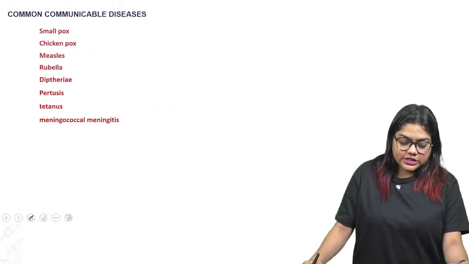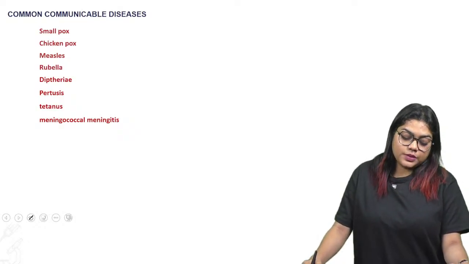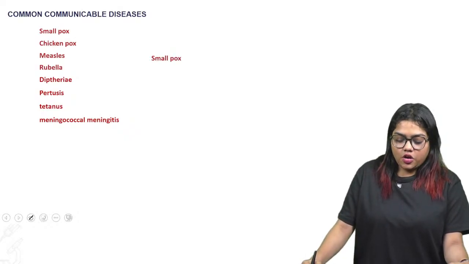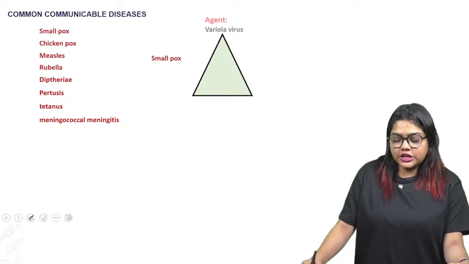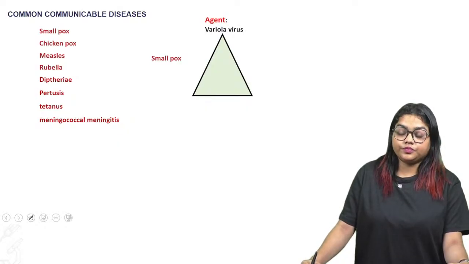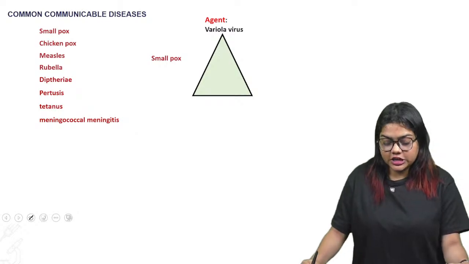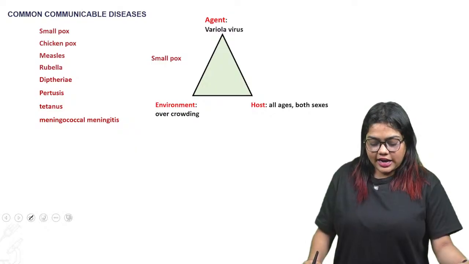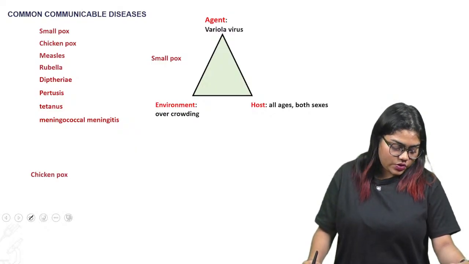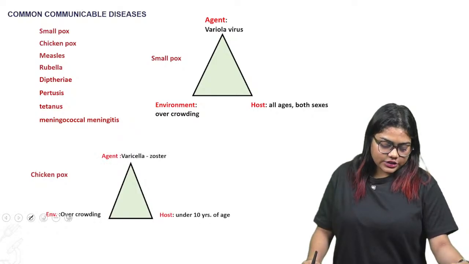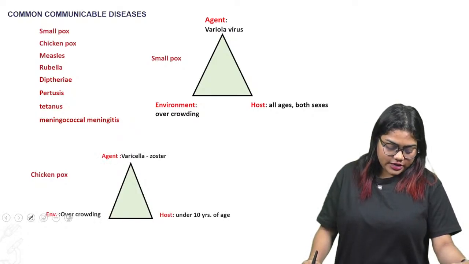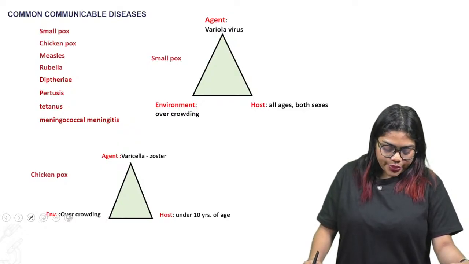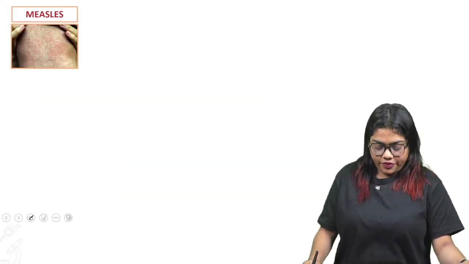The common communicable diseases include smallpox, chickenpox, measles, rubella, diphtheria, pertussis, tetanus, and meningococcal meningitis. For the smallpox epidemiological triad, the agent is a virus, the environment is overcrowding, and the host is all ages, both sexes. For chickenpox, the agent is Varicella zoster virus, the environment is overcrowding, and the host is under 10 years of age.